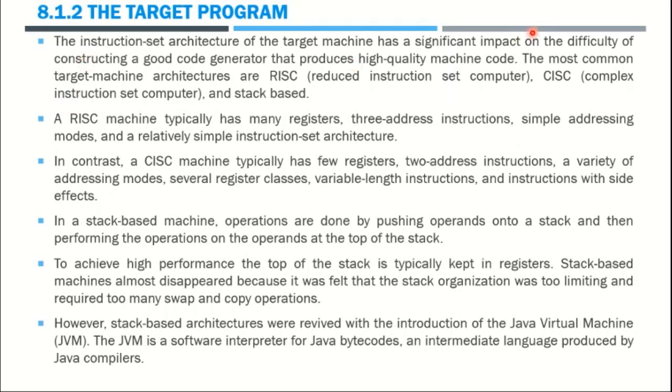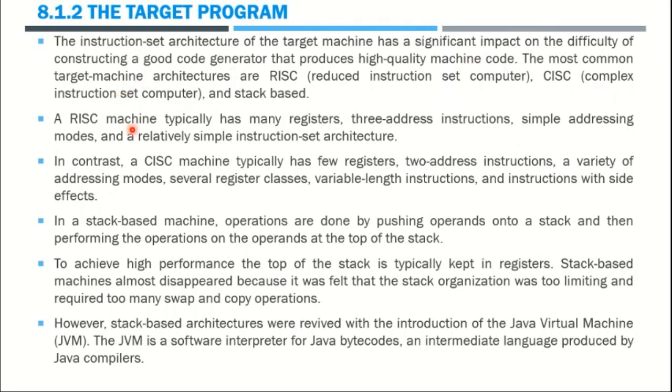There are several types of instruction sets, either RISC or CISC. The most common target machine architectures are RISC, CISC and stack based. Here you already know what is meant by RISC and CISC. RISC means reduced instruction set computer, and CISC means complex instruction set computer, and another one is stack based. But out of these three, the most popular are RISC and CISC. Now we observe which type of instruction set we use, and what components can be required to generate the target code.